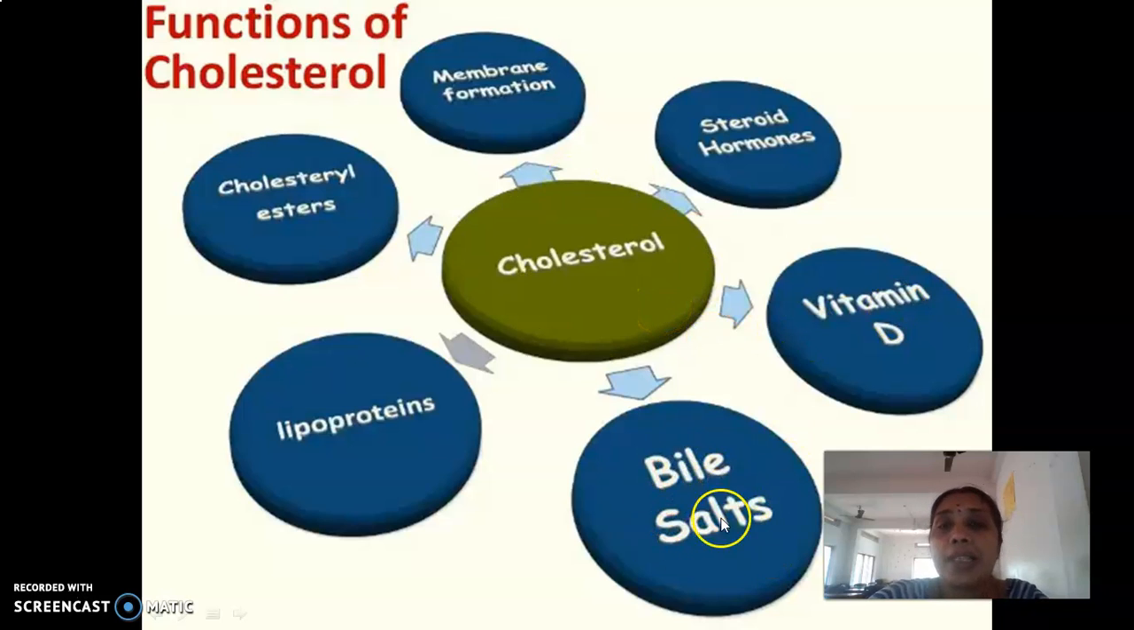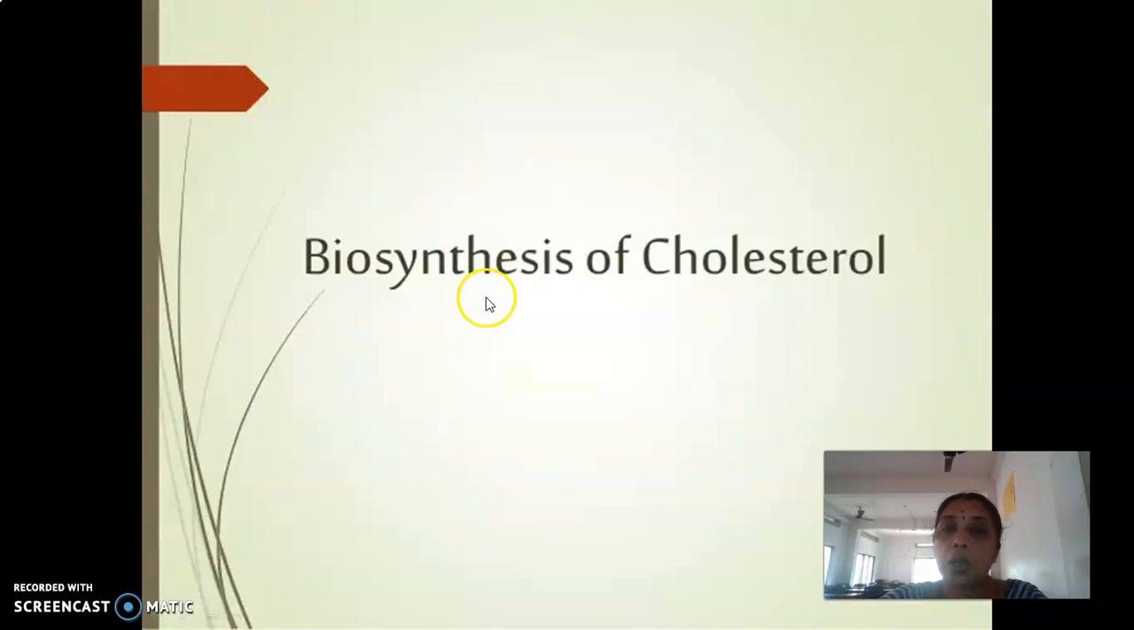Then there are bile salts. We know that bile salts are responsible for micelle formation, which enables the dissolution and transport of fat soluble vitamins, etc. So they carry out emulsification. They are secreted in the bile, and the bile salts are synthesized from cholesterol. Then lipoproteins, we know that, and then the formation of cholesterol esters. So these are the various functions of cholesterol.